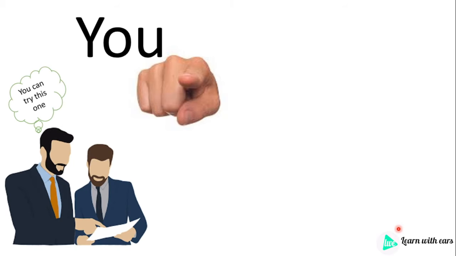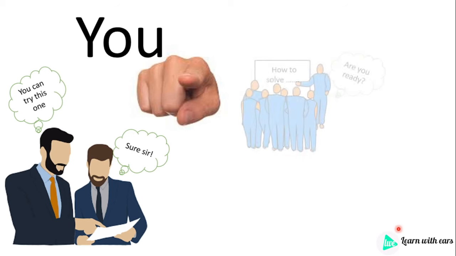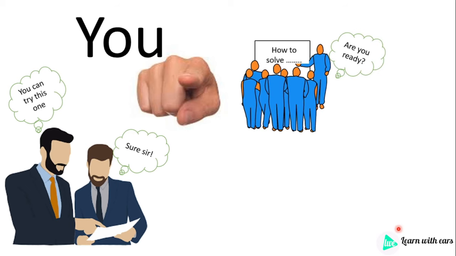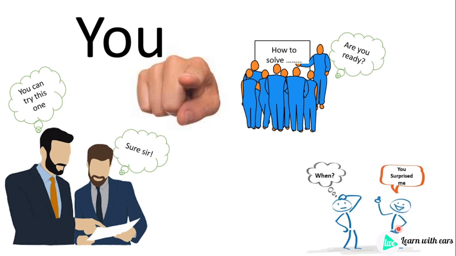You can try this. Sure, sir. Are you ready? You surprised me. Now you can notice we use you for singular when a speaker is speaking and a person is listening. So for singular also. And when you are talking to a group of people, means plural, okay? So we use you with singular and with plural.